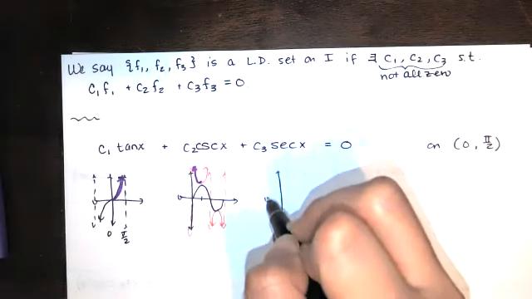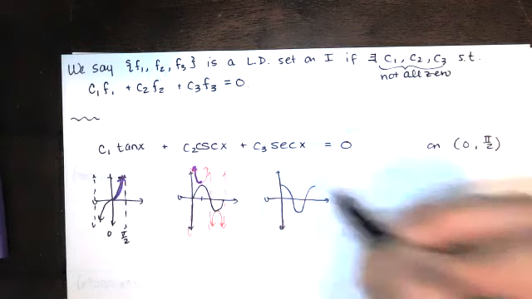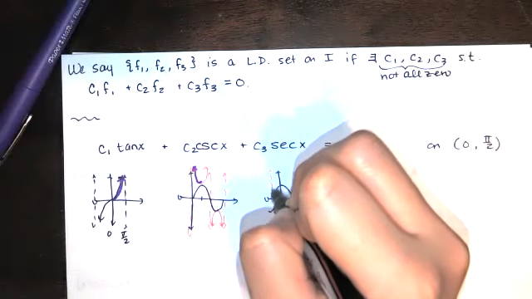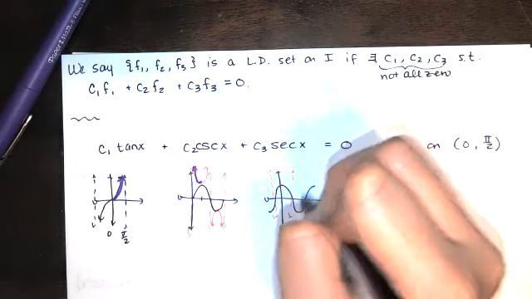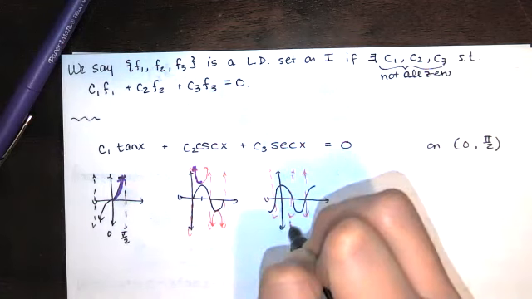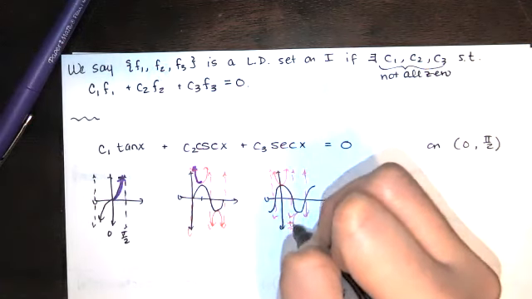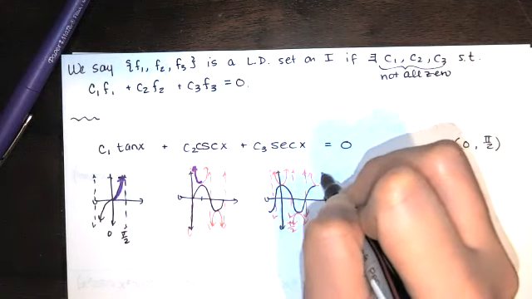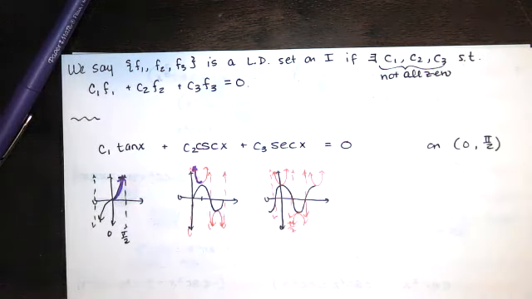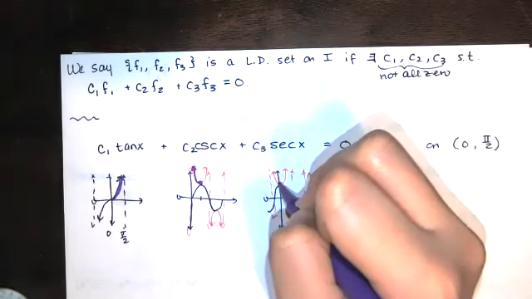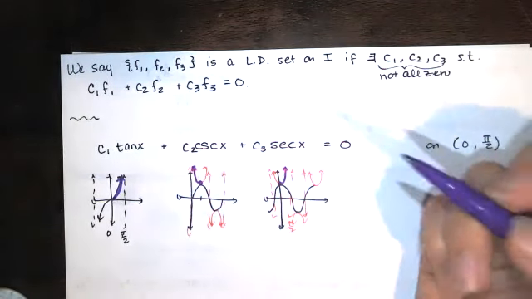Secant is 1 over cosine. Cosine looks like this. And again, it's going to be undefined when cosine is 0. And that is pi over 2 right there. So secant looks like that. Again, has these U-shaped pieces. They're just off 90 degrees from these U-shaped pieces. We're only interested in the part from 0 to pi over 2.